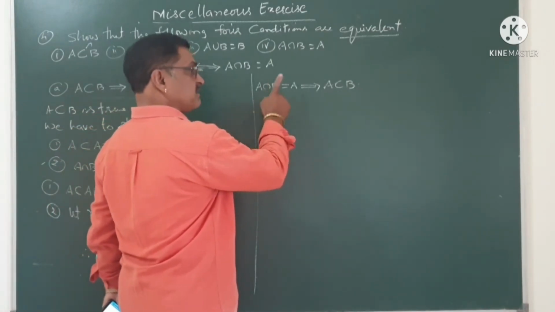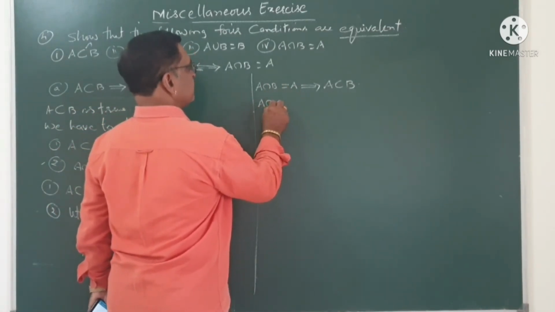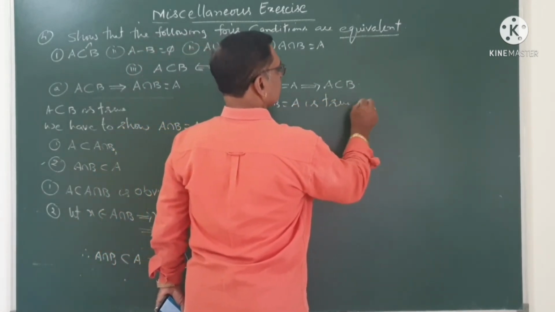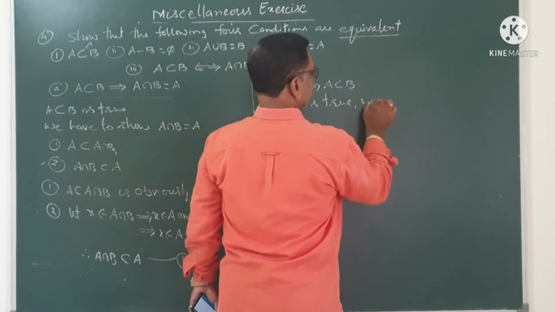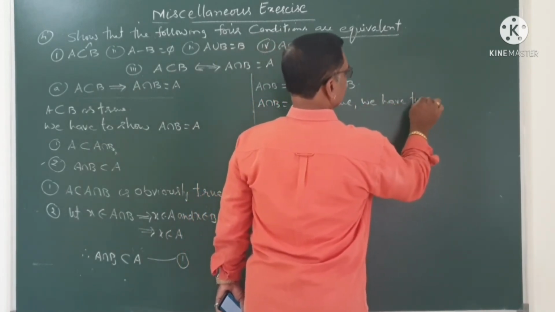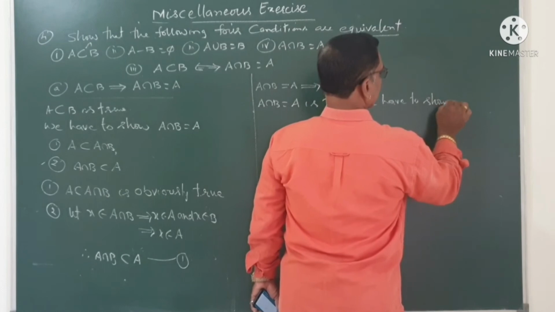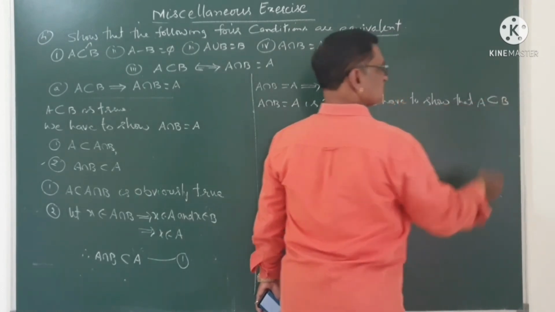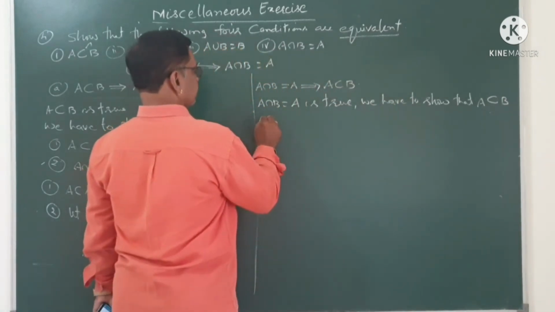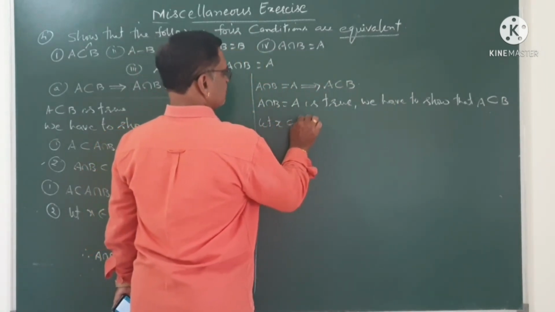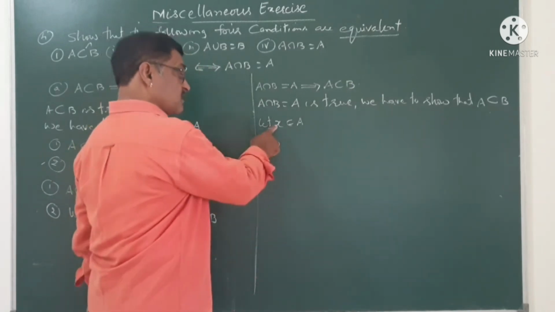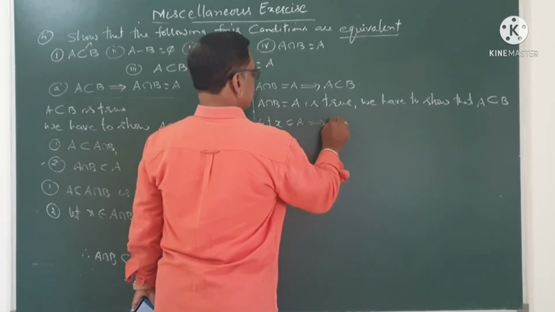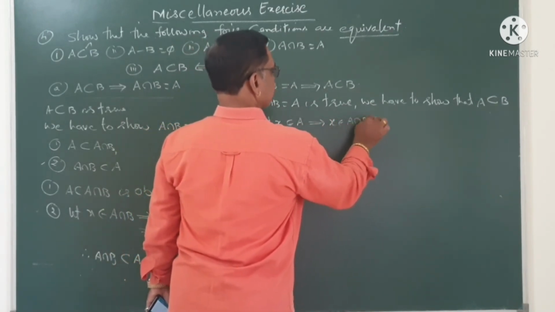Next, A intersection B is equal to A is true. We have to show that A is a subset of B. Okay, let x belong to A. When x belongs to A, because A is equal to A intersection B, I can write x belongs to A intersection B.